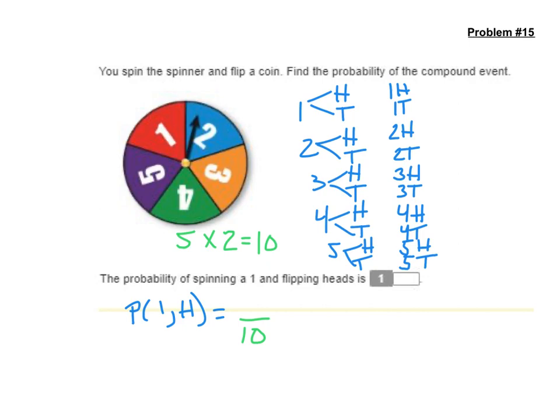So now in this one, we are looking for the probability of spinning a 1 and flipping a head. So when I go to look how many outcomes do I have a 1 on the spinner and a head, I'm looking at this outcome, and that's just 1. So there's 1 possible outcome out of 10. And I can't simplify this probability or this fraction, so it's going to stay 1 out of 10 outcomes.